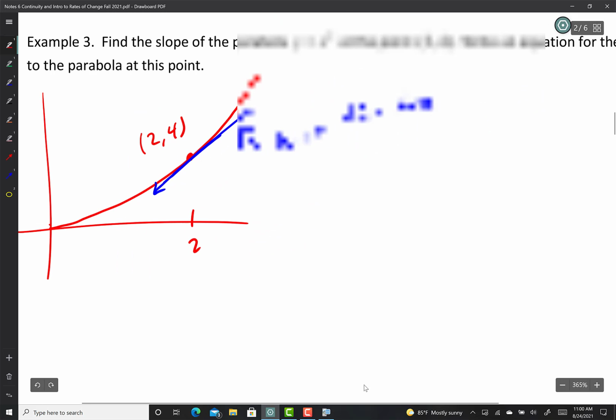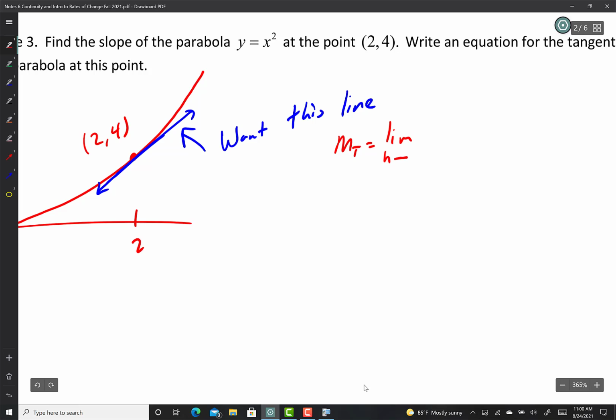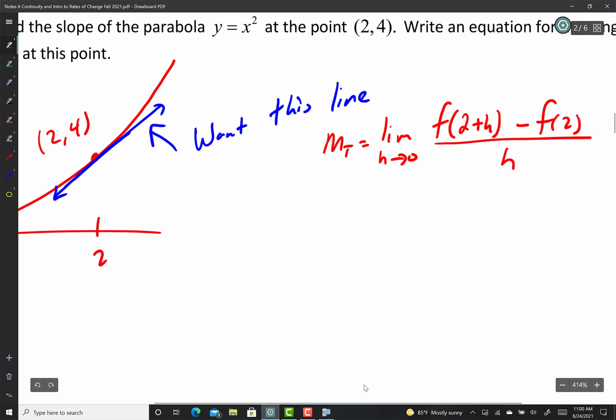So what method did we just learn right now? We learned that my tangent slope is equal to the limit, and we're going to rewrite this over and over until it's embedded in your brain, of f of, this time I want it at 2, so I'm going to write 2 plus a little bit past it, minus f of 2, all over h. Do we understand that formula at the moment? Because I want my tangent slope at x equals 2.